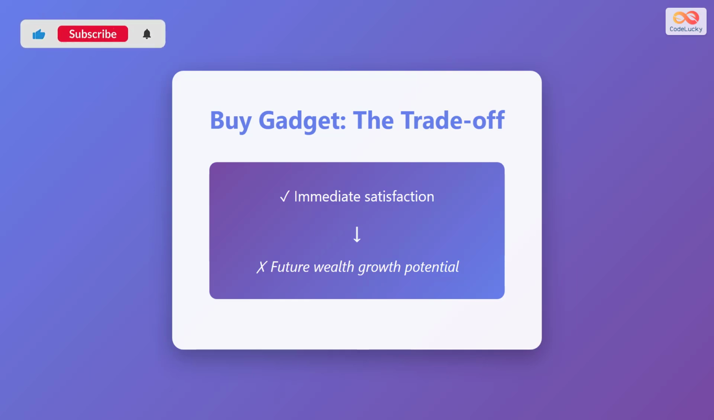If you choose to buy the gadget, you get immediate satisfaction and enjoyment from your purchase right now. However, the opportunity cost is the future wealth growth potential you're giving up. That $100, if invested, could grow over time through compound interest and market returns. By spending it today, you're sacrificing that future financial growth. Again, neither choice is inherently right or wrong, but understanding the trade-off allows you to align your decision with your long-term goals.